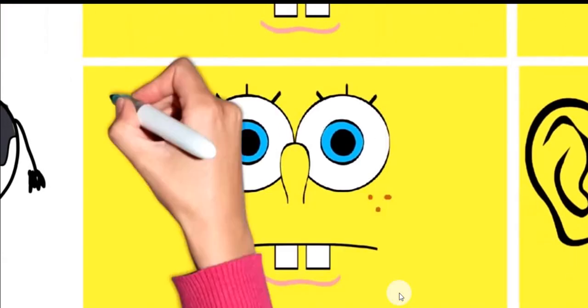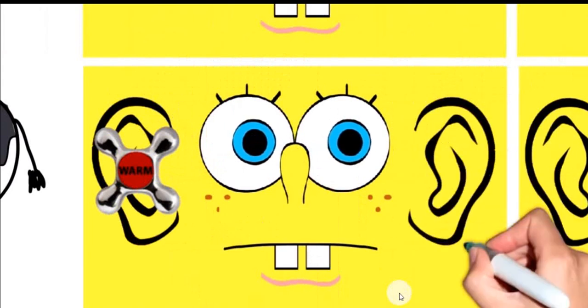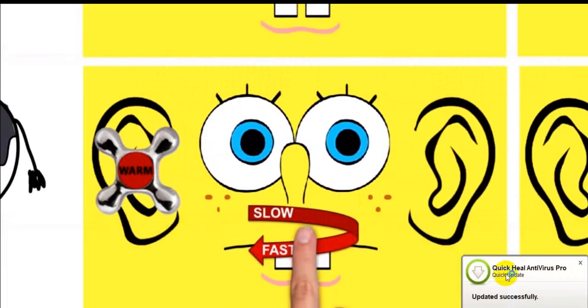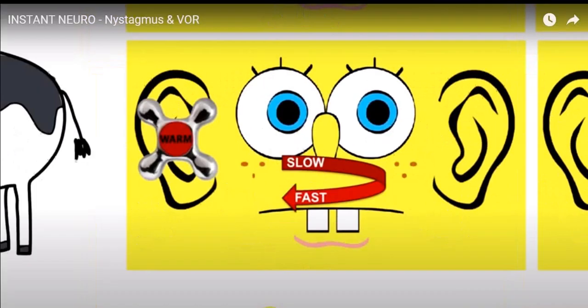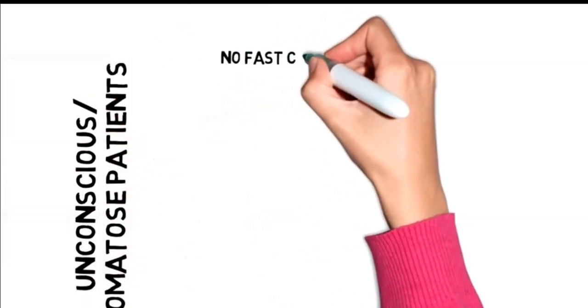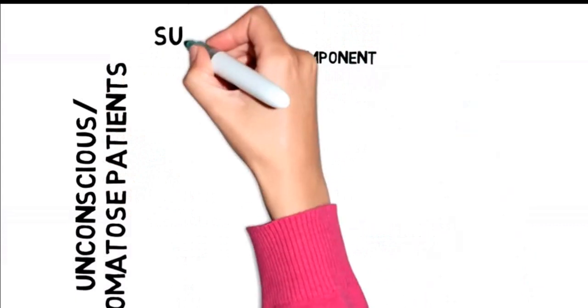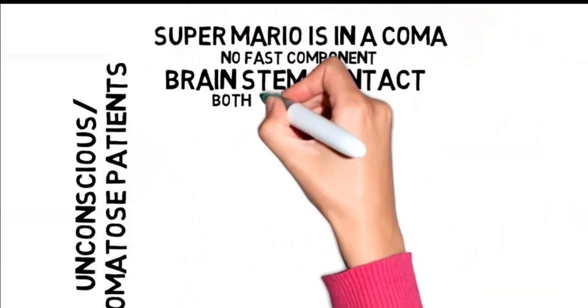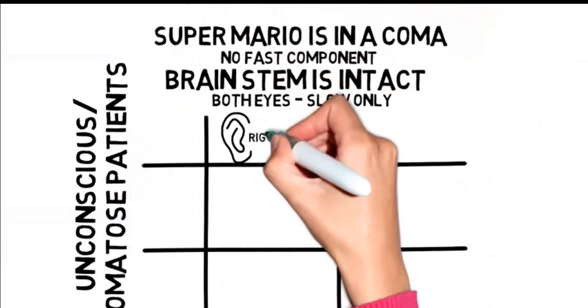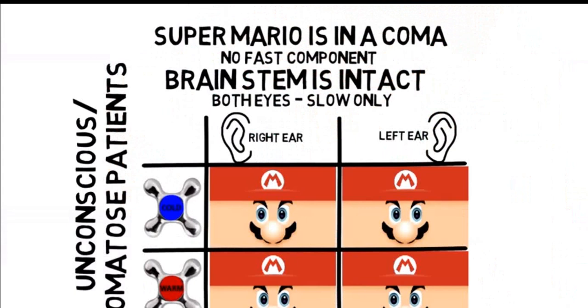Warm water in the right ear induces the slow phase of movement towards the left, followed by a fast phase towards the right. As the slow component of VOR does not require higher cortical function, we can use caloric testing to assess lesions of the brainstem in unconscious or comatose patients. In these patients, there is no fast component, as this would require higher cortical function. Let's take a look at caloric-induced VOR in coma patient Super Mario. Super Mario's brainstem is intact, so both eyes will have the slow component, so the pursuit only, as this is controlled by the still intact VOR.